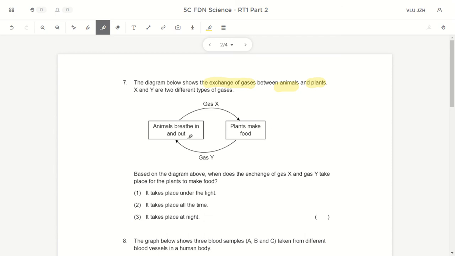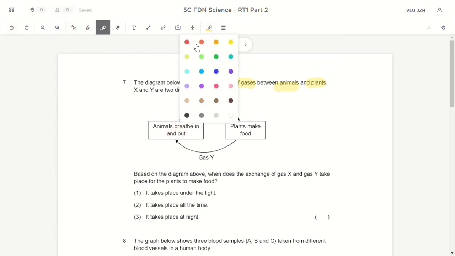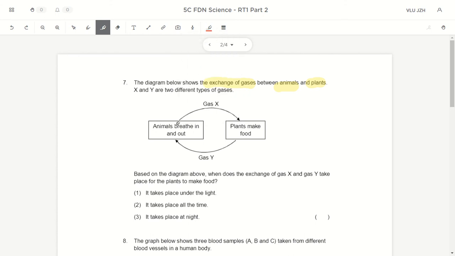Animals breathe in and out. Maybe we use a different color. Let's use red for in. So animals breathe in. You realize Y is the gas that goes into the animals. So what gas do animals breathe in? Animals breathe in oxygen. So gas Y is actually oxygen, because if you look at the arrows, gas Y is breathed in by animals, so it's oxygen.